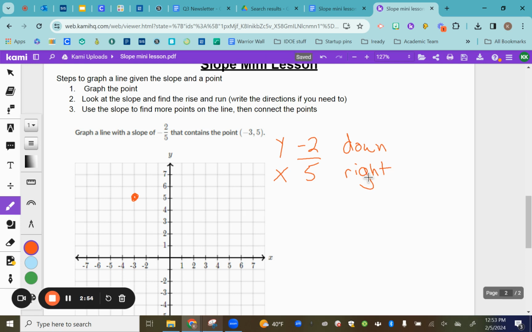So we'll go down 2, count 1, 2. And then right 1, 2, 3, 4, 5. It's kind of like you're making the triangle. Then down 1, 2, 1, 2, 3, 4, 5. And then connect those lines. It does not have to be perfect. If you really want it to be perfect, you could use the line tool.